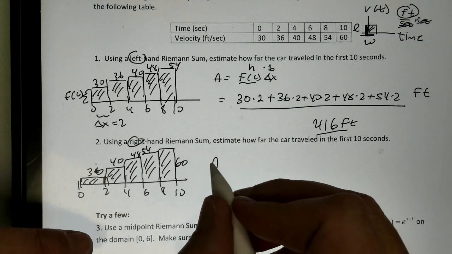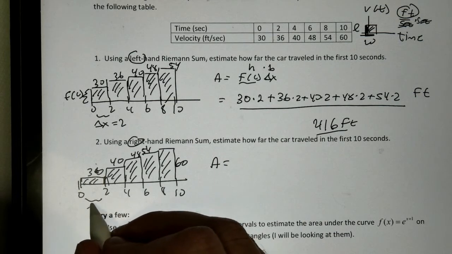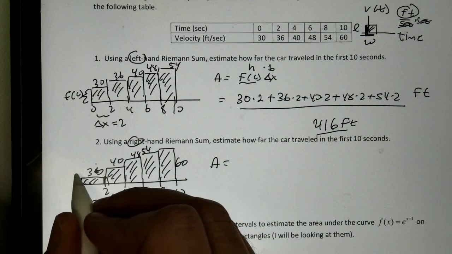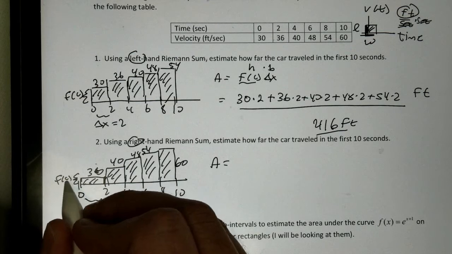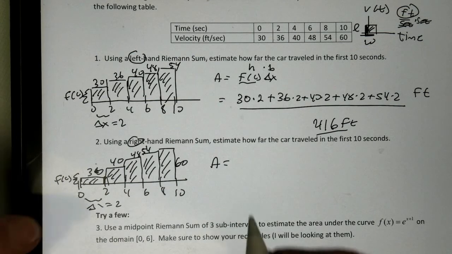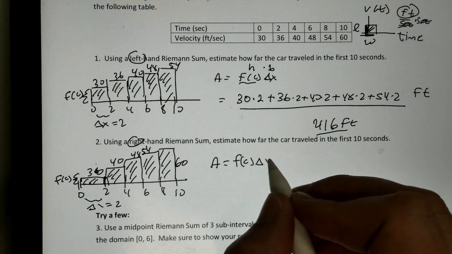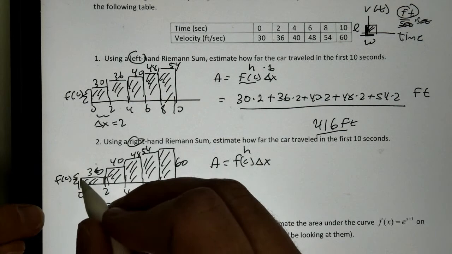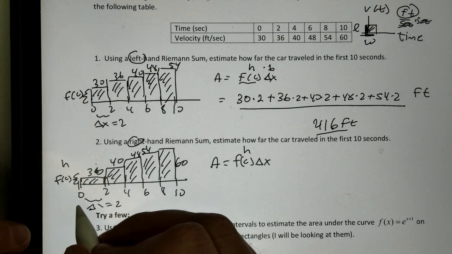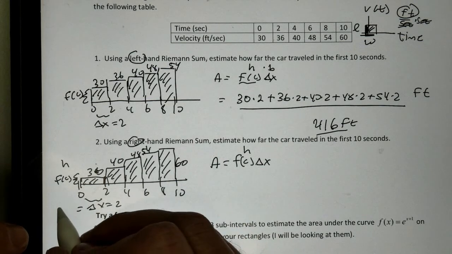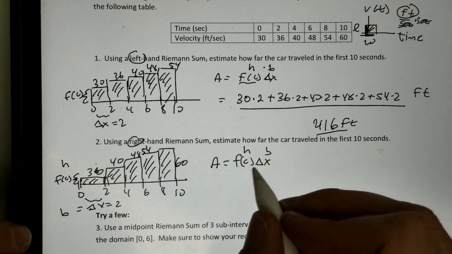And I want to find my area. Again, each of my delta x's here is going to be 2, and we have a height of f of c. And I'm just going to do my area: f of c times delta x. Remember, there's my height of my rectangle, f of c, and there's my width, my base, and I'm just going to add them all up. Ready?